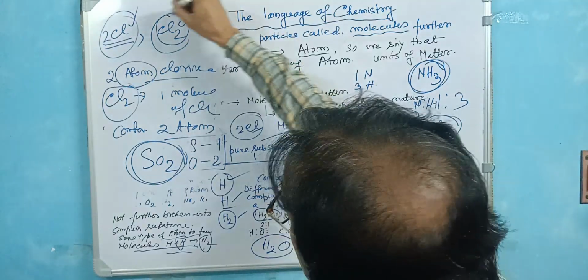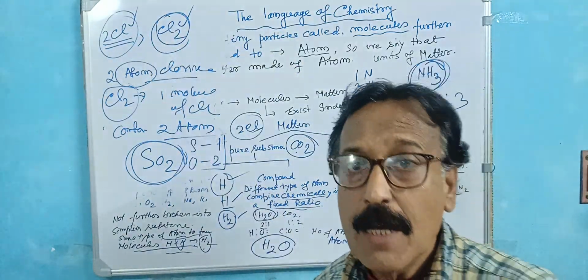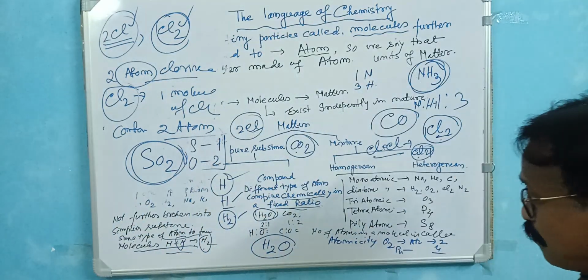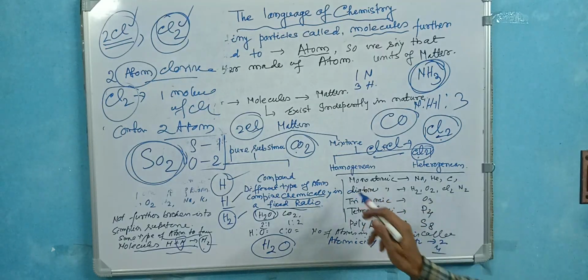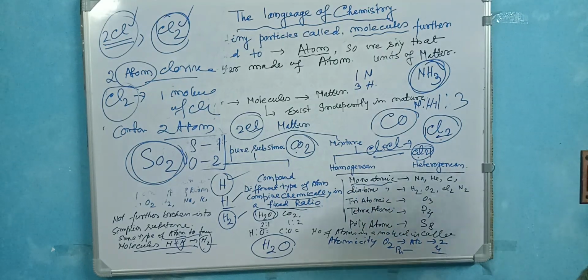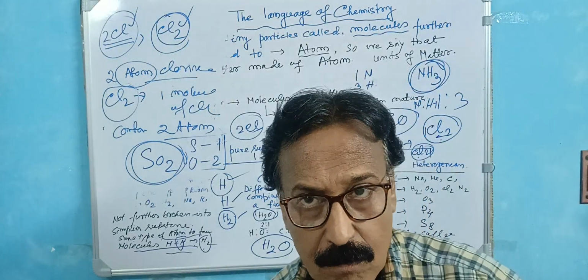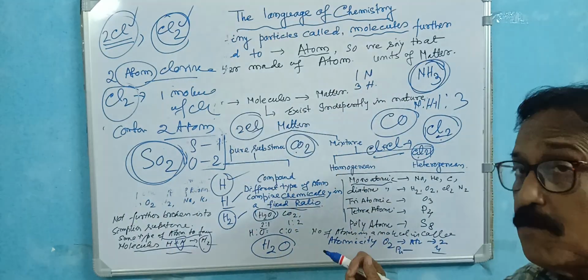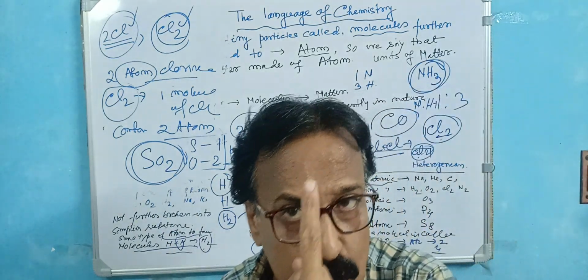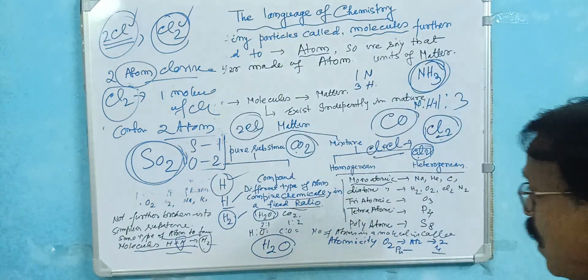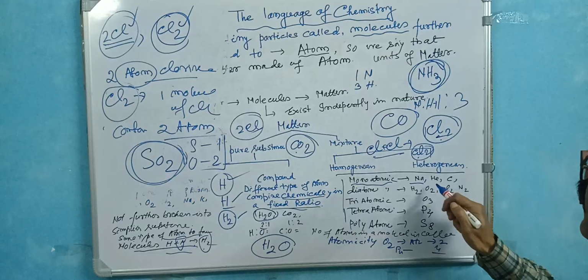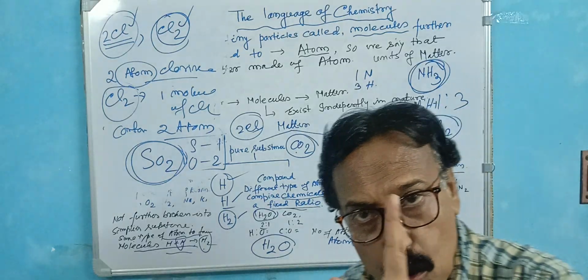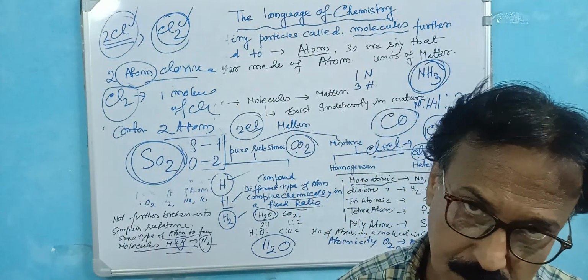What is the atomicity of the chlorine molecule here? 2. Because 2 atoms are involved to form the molecule. Chlorine molecule. Clear? Monoatomic means only 1 atom is there. Actually we say monoatomic molecules. Monoatomic molecules means the molecules contain only 1 atom. In a monoatomic molecule like C, only this carbon is the molecule, but only 1 type of atom is contained in it.